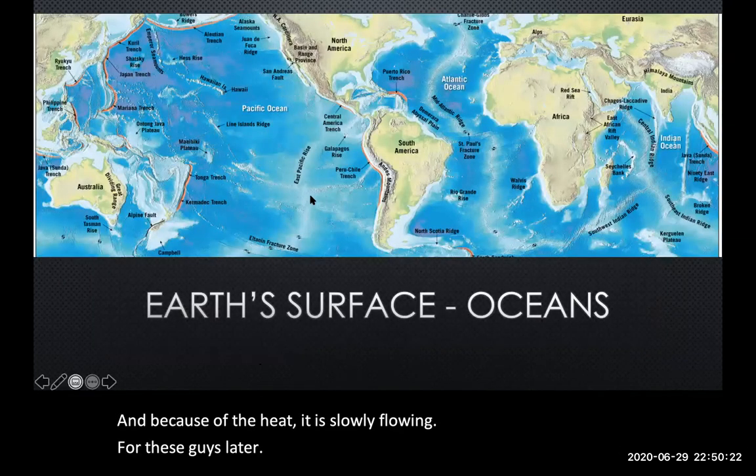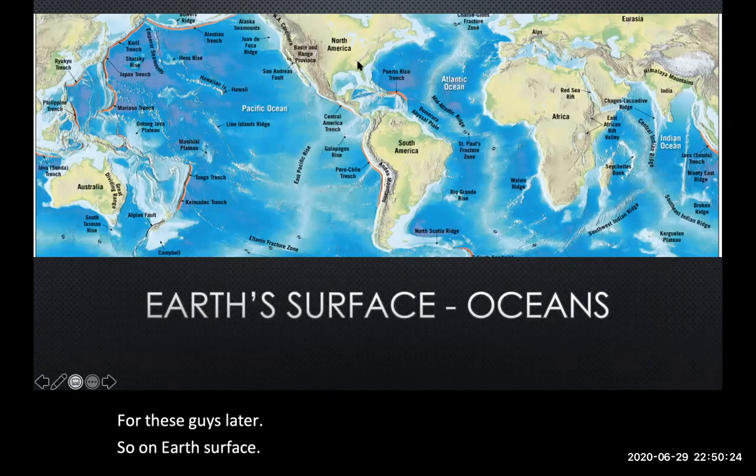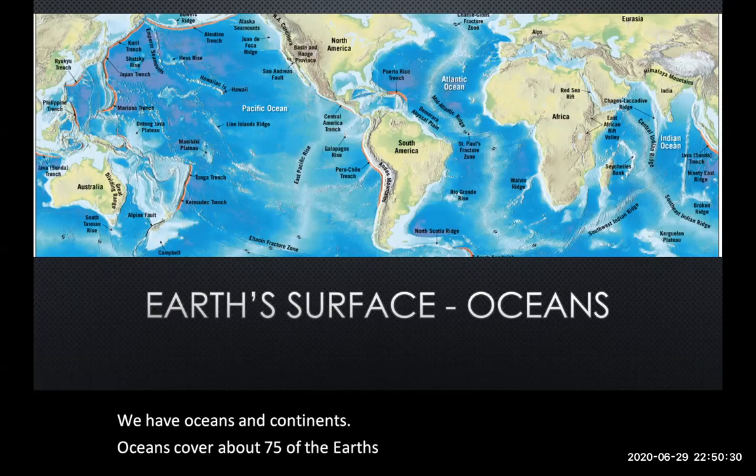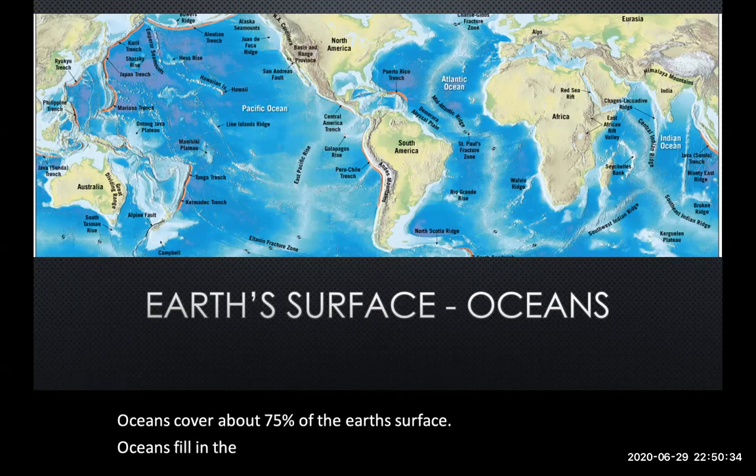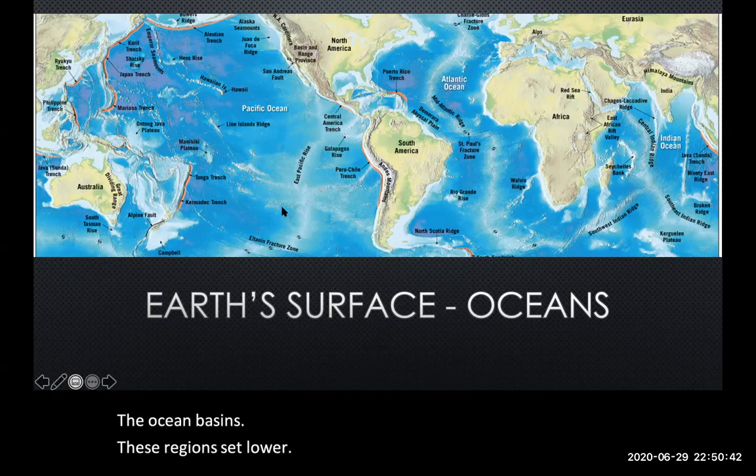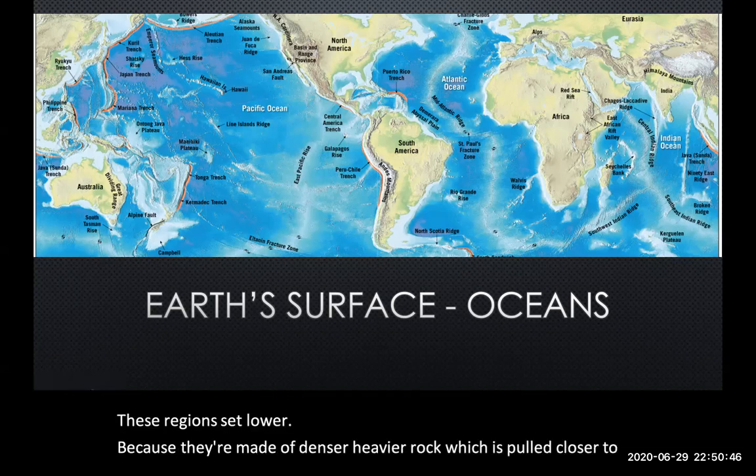So on Earth's surface, we have oceans and continents. Oceans cover about 75% of the Earth's surface. Oceans fill in the lowest elevations of Earth's surface, the ocean basins. These regions sit lower because they are made of denser, heavier rock, which is pulled closer to Earth's core by gravity.